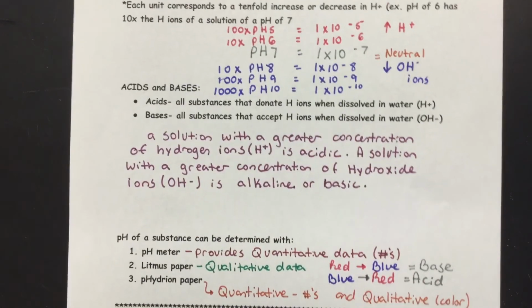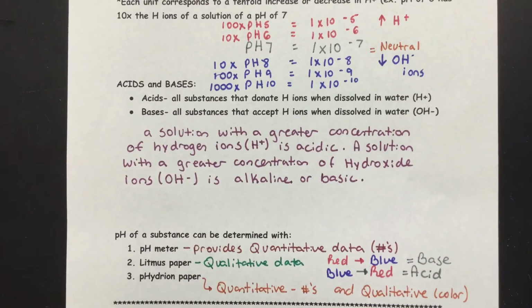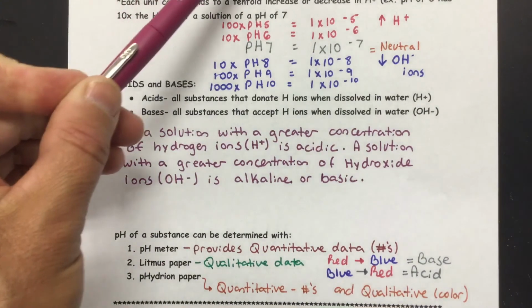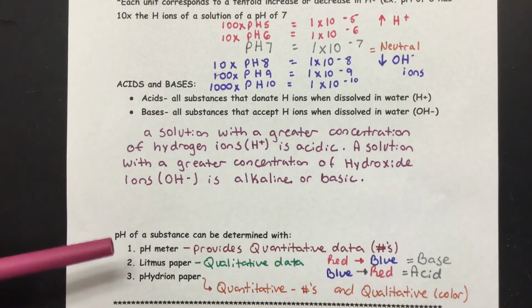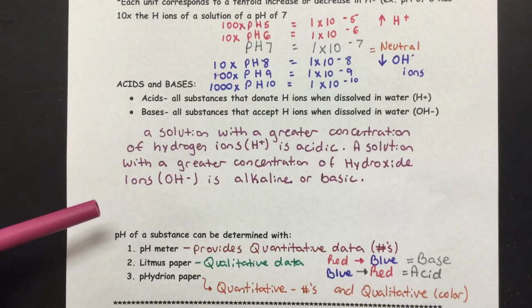With these acids and bases, some things that you guys should know is that acids are all substances that donate hydrogen ions. What we just said, the more you go acidic, the more hydrogen ions you have in solution. Bases are ones that are going to basically give off hydroxide ions, or that are going to accept those hydrogen ions. So a solution with a greater concentration of hydrogen ions is acidic. A solution with a greater concentration of hydroxide ions is alkaline or basic.